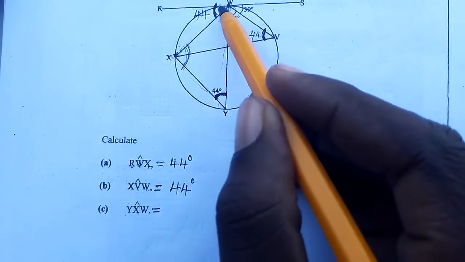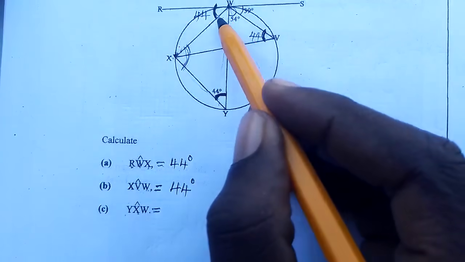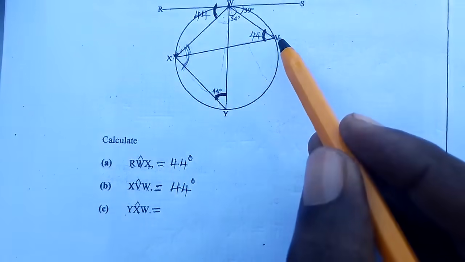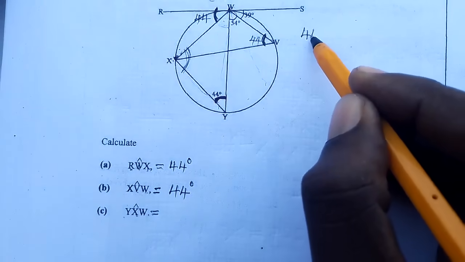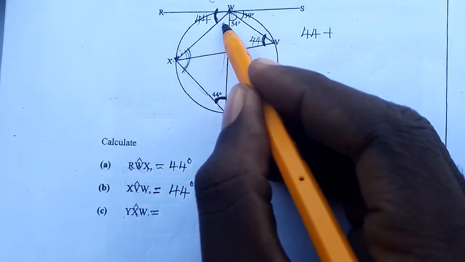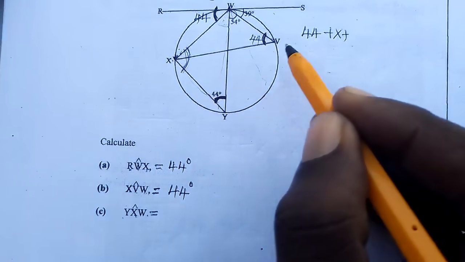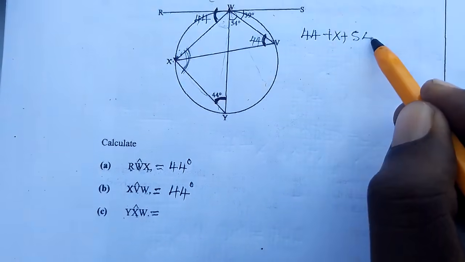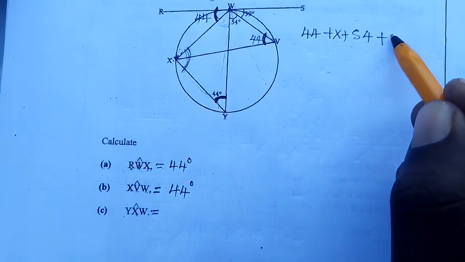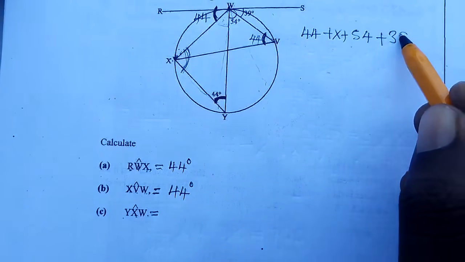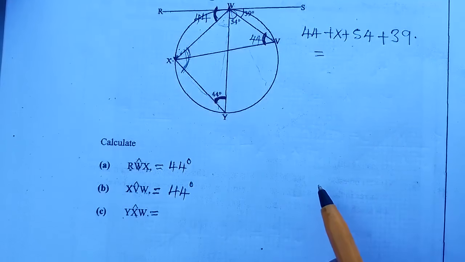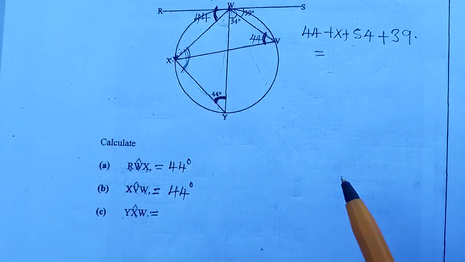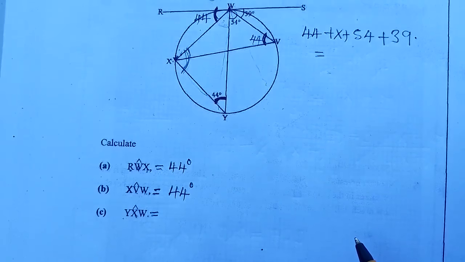You know that this is a straight line. All the angles there should give you 180. So when you add 44 there, plus the x here which you want, plus the 54 that is there, plus the 39 that is there, what are you getting? Let's add those together. This is what you are going to do.